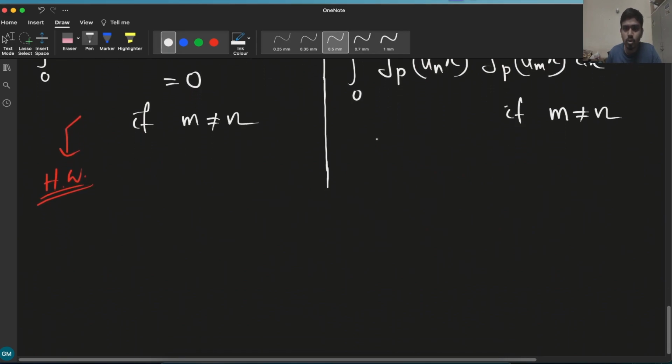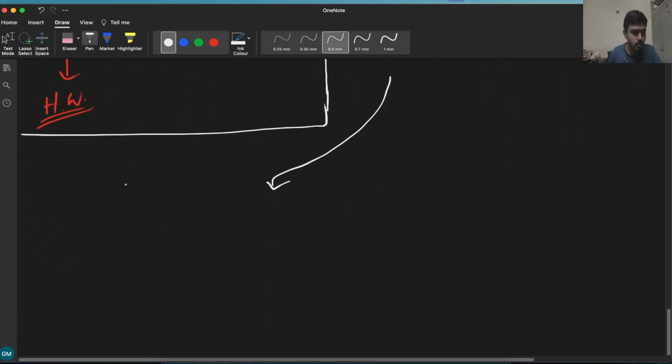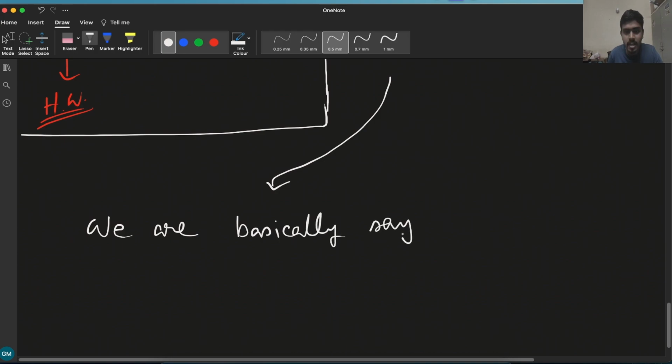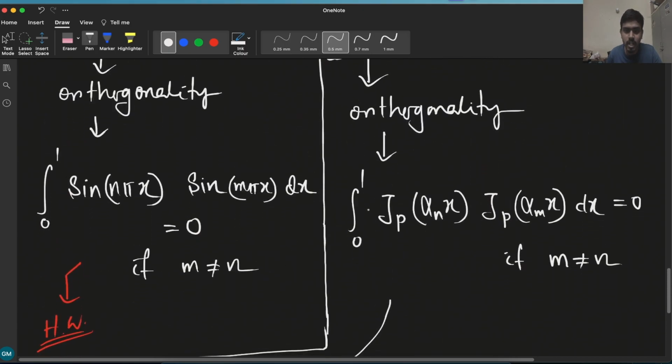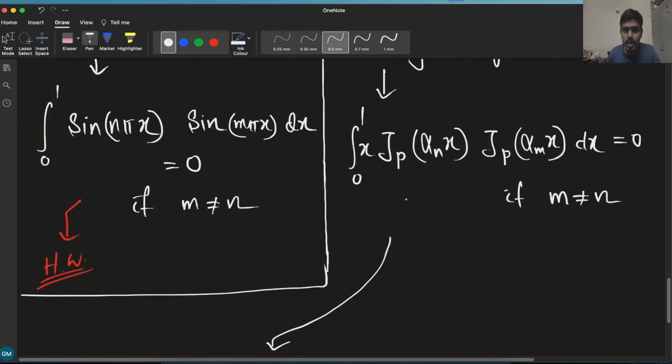So this orthogonality statement can be stated in two ways. One way is basically we are saying that, sorry, there is x multiplied here. So the integral of x times Jp(alpha n x) times Jp(alpha m x) dx equals 0.